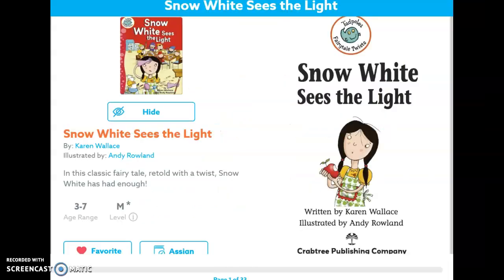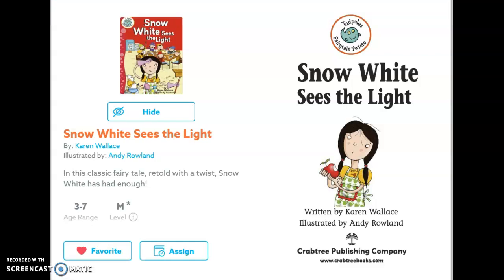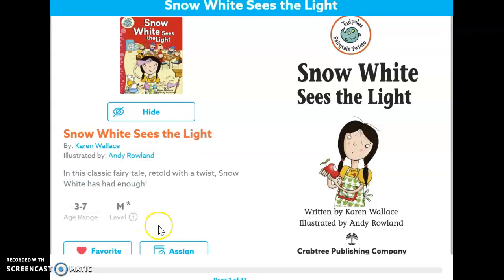So the title of the book we're going to read today is called Snow White Sees the Light. Snow White Sees the Light, written by Karen Wallace, and that is the author. That is the lady who wrote the book. Next, the illustration is by Andy Rowland. That is the person that drew the pictures.